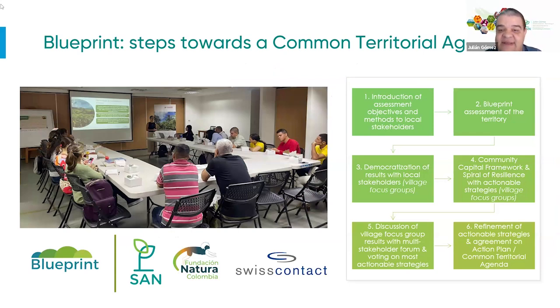for the common territorial agenda, having a multi-stakeholder forum. Here in the multi-stakeholder forum, we put all the actors in the community together: farmers, community action boards, companies, enterprises, the local government, other NGOs in the area. And we put together all this data and share it. With the inputs coming from the community capitals framework, we put this together, and then the community and these other actors agreed on which of those activities come into an agenda that they can work on to implement, to make the landscape more sustainable. Sustainable in different ways, right?